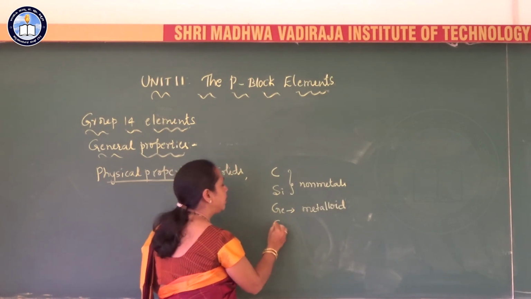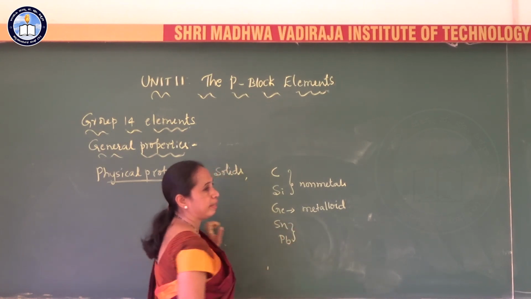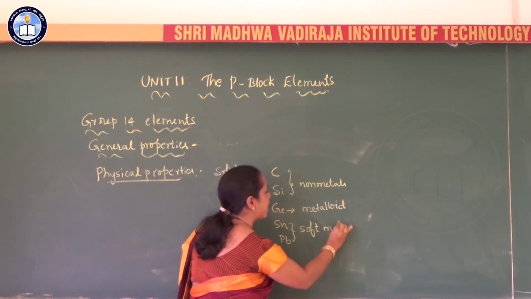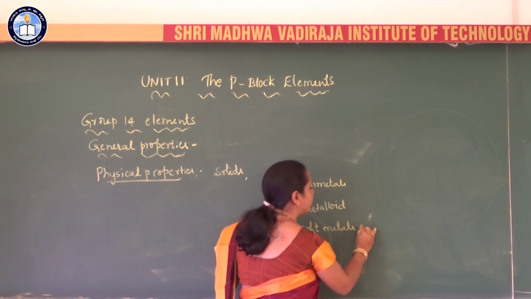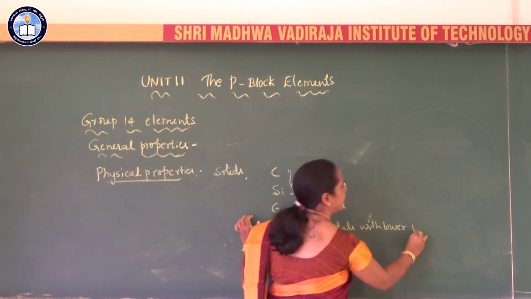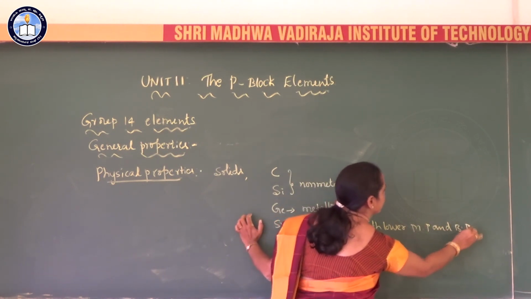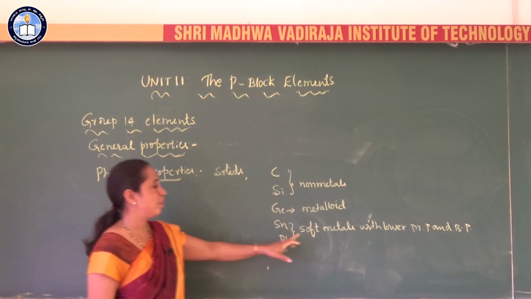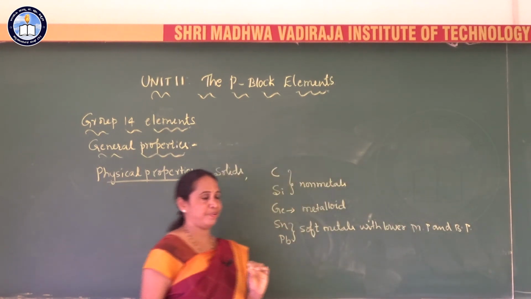And next, tin and lead. Tin and lead are found to be soft metals. They have metallic property, and they are soft metals with lower melting and boiling points.